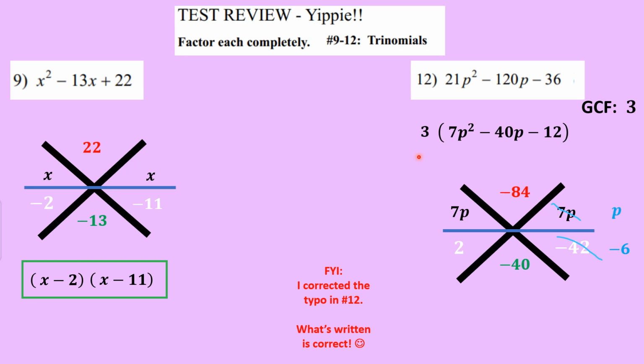Okay, so we had a GCF at the beginning. We got to list that, 3, and then our factor on the left, 7p plus 2, and then our factor on the right, p minus 6. Great job. You guys are rocking it.